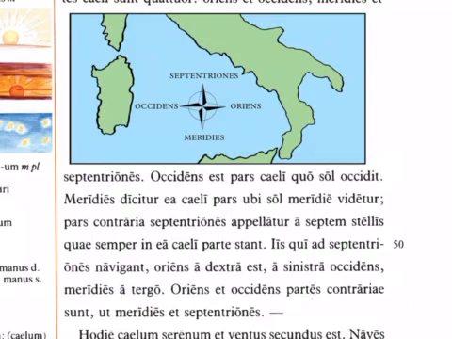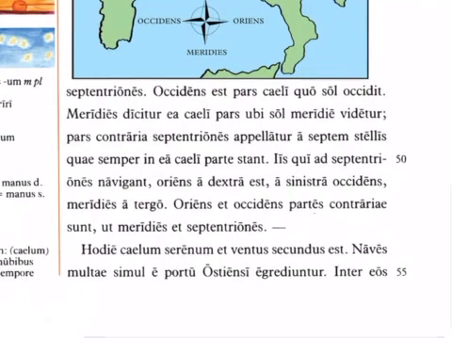Pars contraria septentriones appellatur, a septem stellis quae semper in ea caeli parte stant. The contrary or opposite part is called the north, septentriones, from the seven stars which always stand in that part of the sky. So that is to say, as the sky revolves, it's actually the earth revolving and it looks like the sky revolves. But as that's happening, if you're in the northern hemisphere, you can always see the Big Dipper somewhere in the night sky.